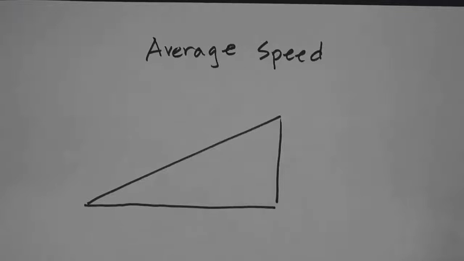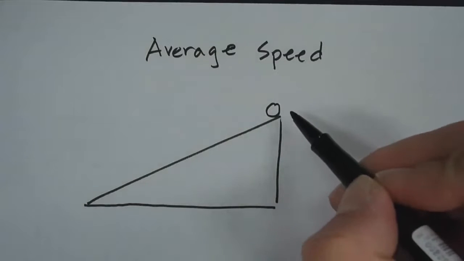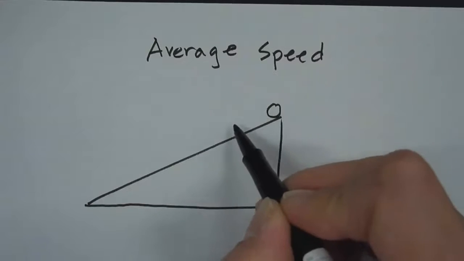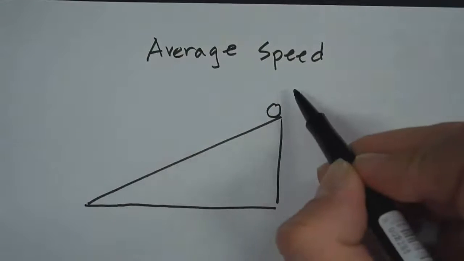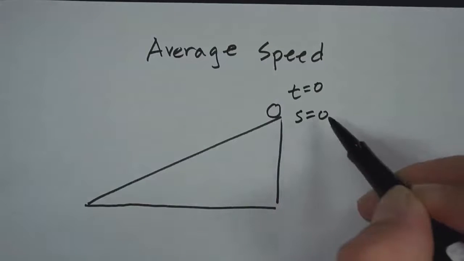In this video, we're going to be looking at the concept of average speed. So let's say you had a ball on this ramp and you let it go and it starts to roll down. You're going to notice that the ball is going faster and faster. Initially, at time equals 0, the speed is 0.